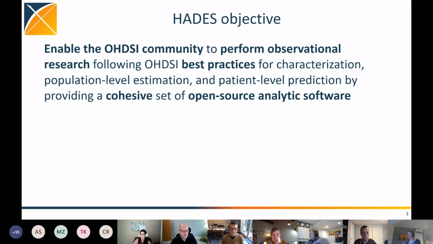So as part of our exercise to formulate objectives and key results, we have come to a statement of the HADES objective, which is to enable the OHDSI community to perform observational research following OHDSI best practices for characterization, population level estimation, and patient level prediction by providing a cohesive set of open source analytic software. So the idea is that within OHDSI, and especially within the PLP/PLE working group, we hope by methods research to establish best practices for observational research, and HADES would hopefully enable others to adhere to those best practices by using the packages within HADES. And by a cohesive set of open source analytics software, we're basically trying to say our packages, but we're not wedded to R. Just currently, we have a single ecosystem, which is R, where we have all of our solutions.